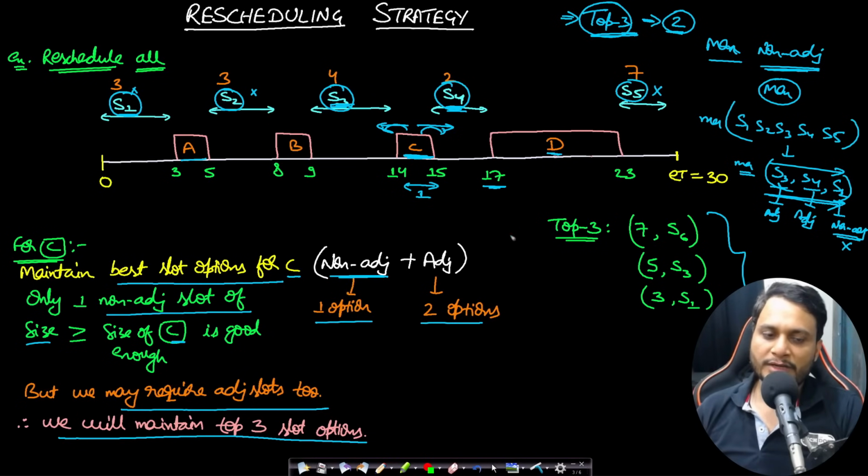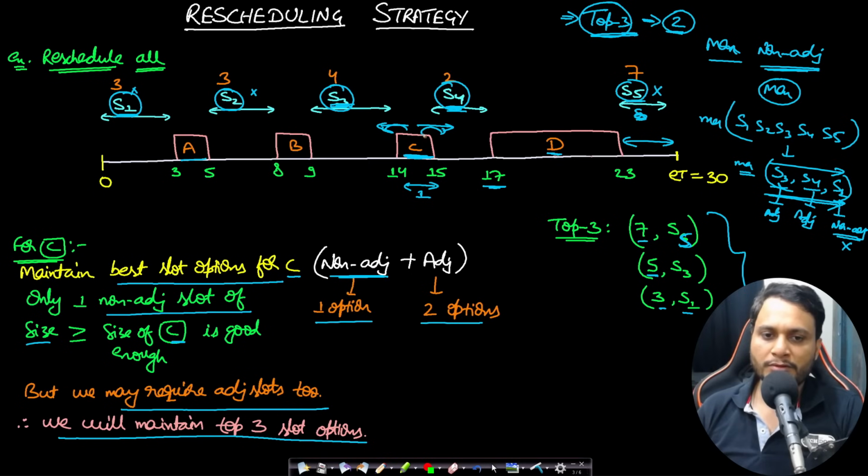In this case, if you try to maintain the top 3 slots, then a size 7 slot is present here, which is your S5 slot. So I will just number it S5, and a size 5 is present for S3, and a size 3 is present for S1. These are the top 3 slots.